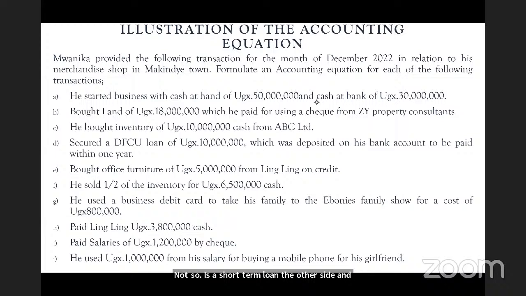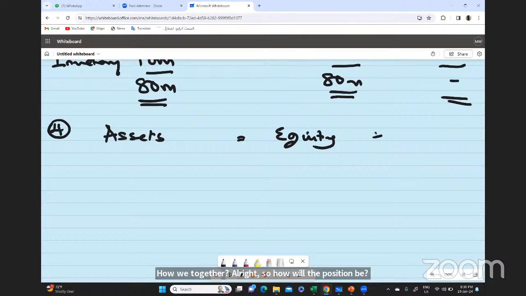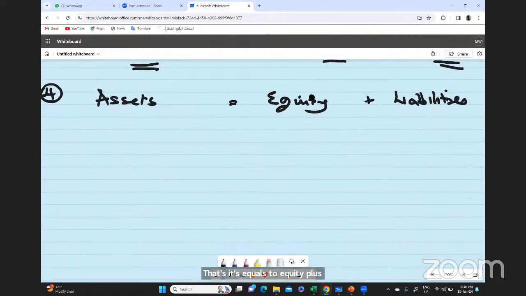And then this loan is coming in form of what? It is coming in form of bank because that money was deposited on the company's bank account. Are we together? All right. So how will the position be? Assets equals equity plus liabilities.